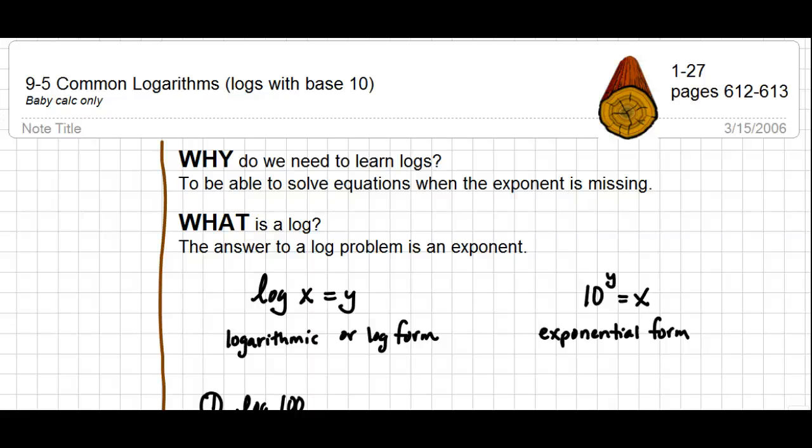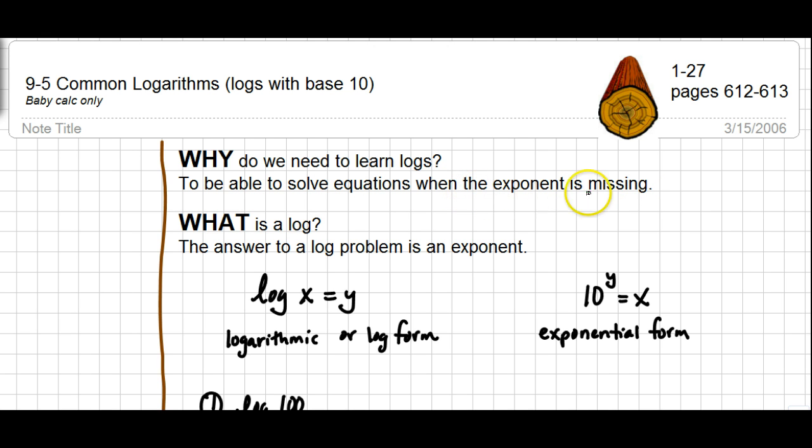This lesson is for Advanced Algebra, Lesson 9.5 on common logs. Common logarithms are logs that have a base of 10. Why do we need to know about logs? We need them in order to be able to solve equations when the exponent is missing.